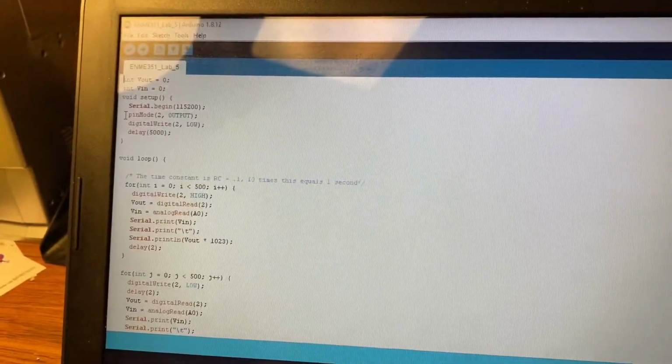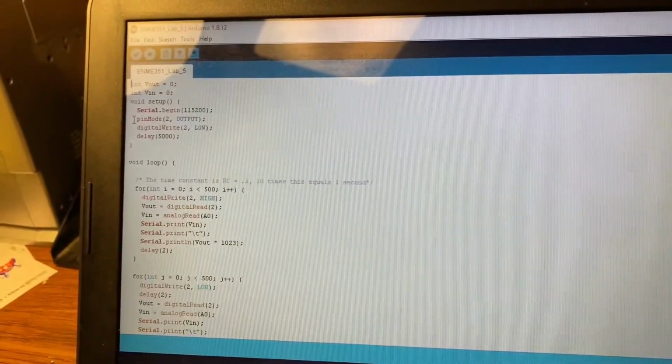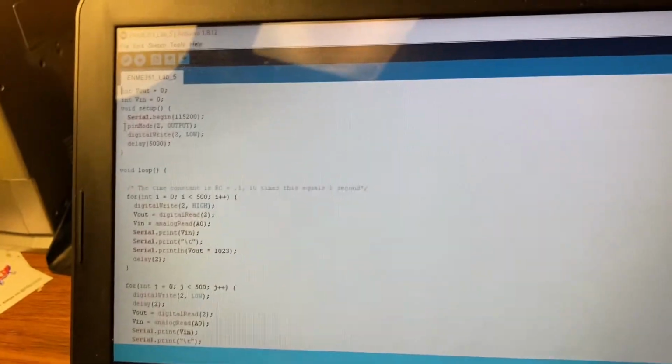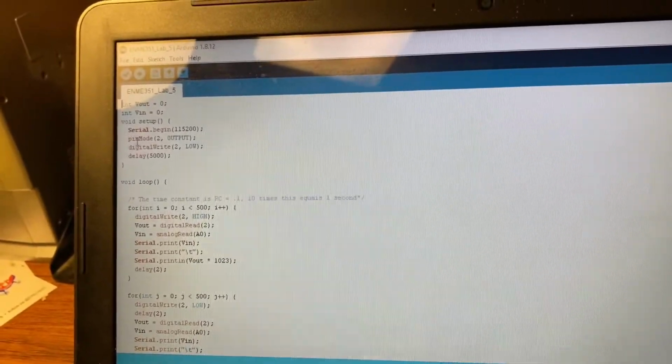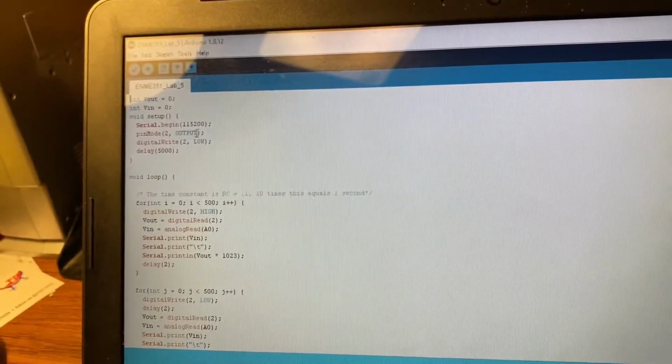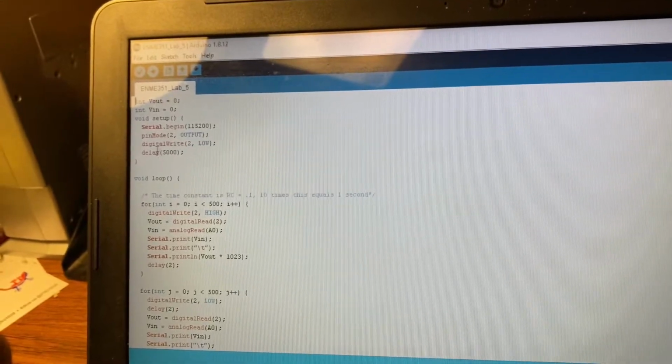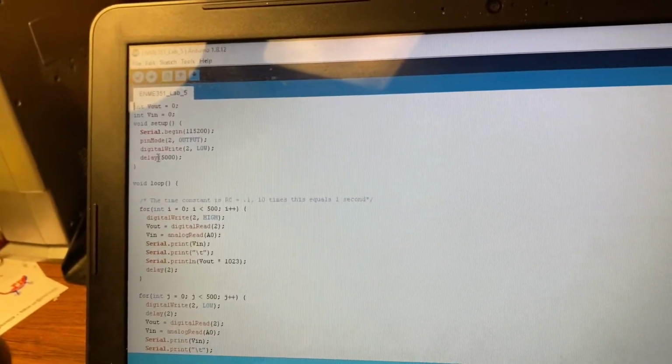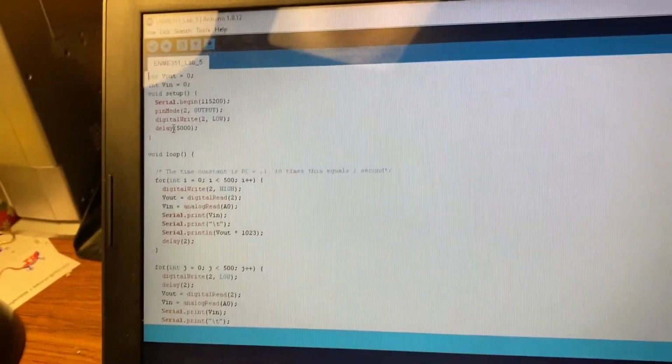In my Arduino code, I have these two integers, Vout and Vin, that I'll use later. I set up the baud rate, and then I declare the digital pin 2 to be an output pin and write it to low for 5 seconds to completely discharge the voltage in the capacitor.